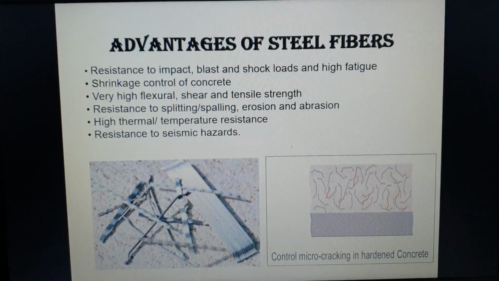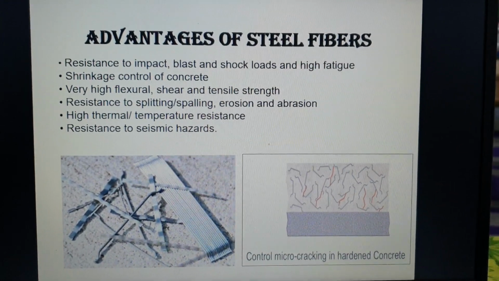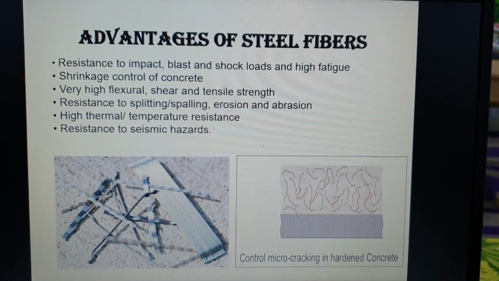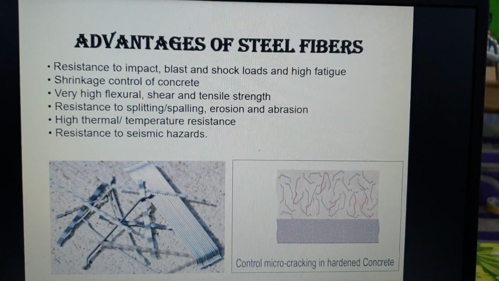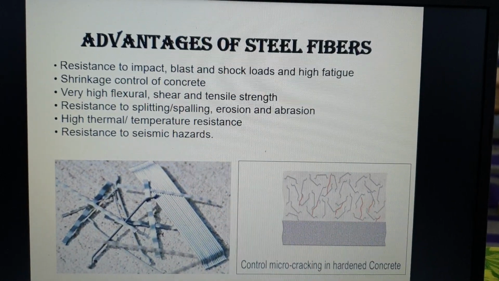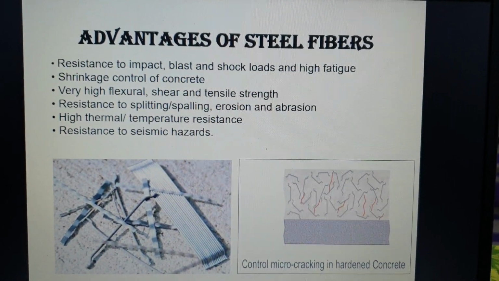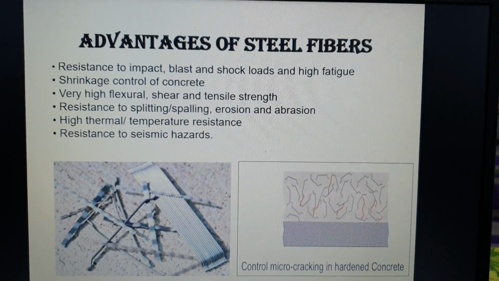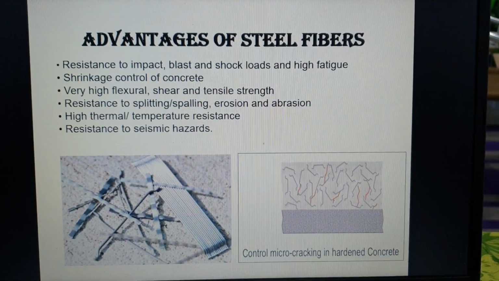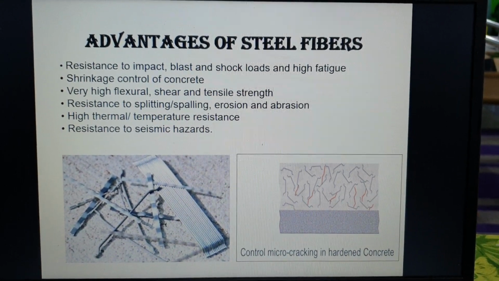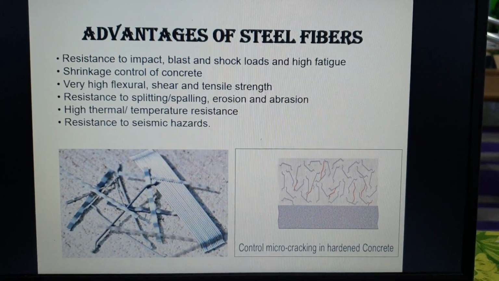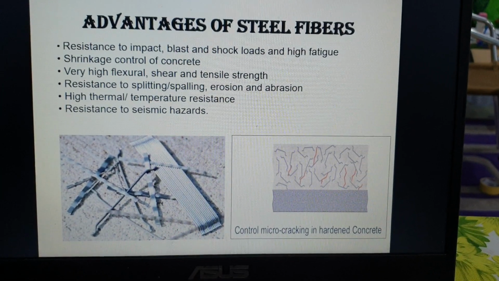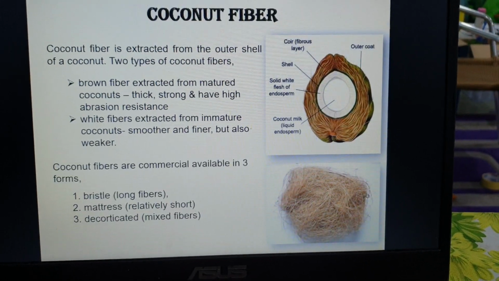Okay, these are the advantages of steel fibers: resistant to impact, blast and shock loads and high fatigue, shrinkage control of concrete, very high flexural, shear and tensile strength, resistant to splitting, spalling, erosion and abrasion, high thermal temperature resistance, resistant to seismic hazard. Meaning that your original concrete cannot behave like this, but if you add steel fiber inside the concrete mix, you will have all of these kinds of properties, and the properties have been enhanced.